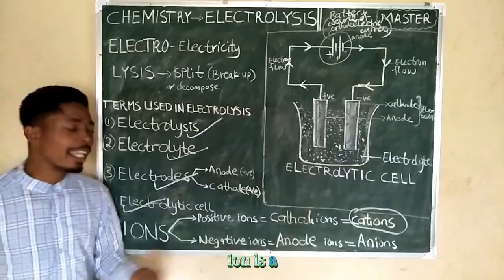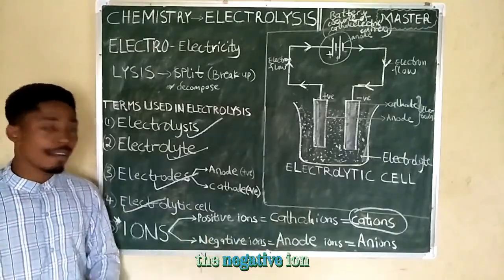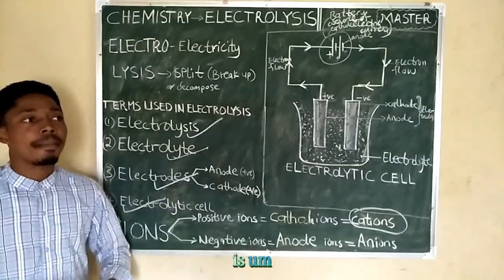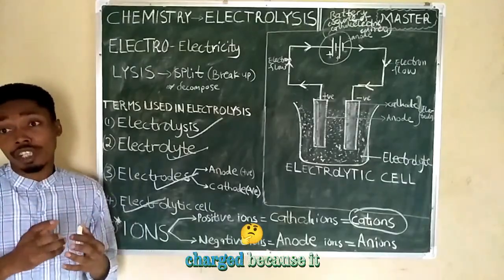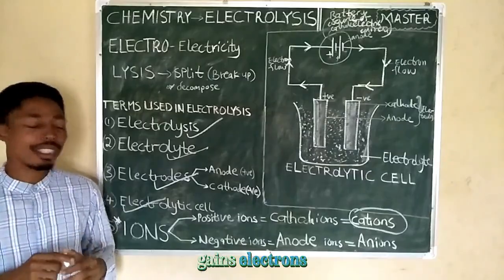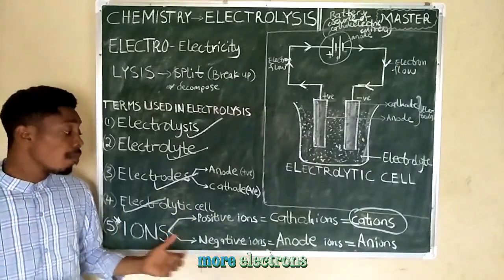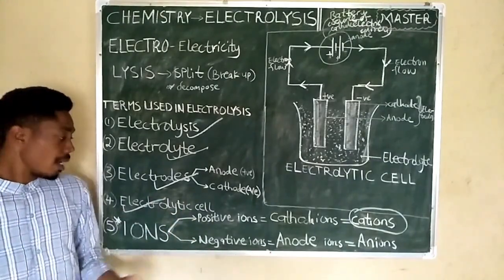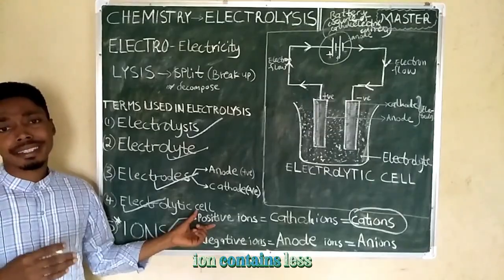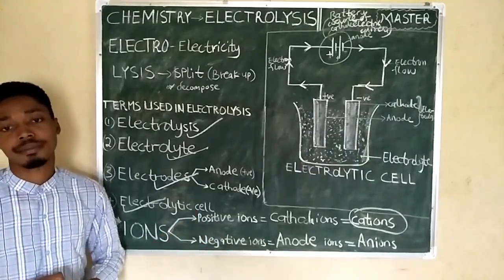Another type of ion is a negative ion. The negative ion is negatively charged because it gains electrons. It contains more electrons. And the positive ion contains less electrons.